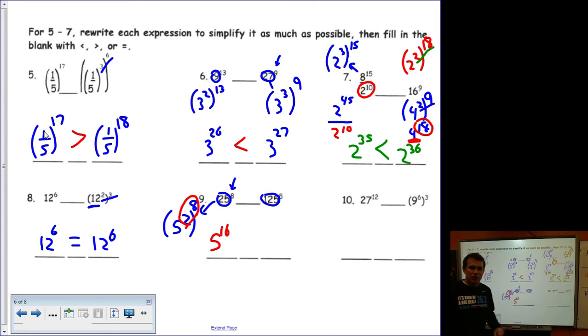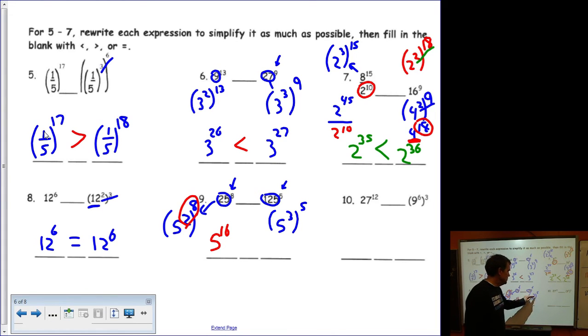125 is a perfect cube, so it can be rewritten as 5 cubed. Of course, the 125 had an exponent on it, so the 5 cubed needs to have the same exponent. And then finally, when you do the power to a power rule, you can multiply those exponents together and get 5 to the 15th. And finally, 5 to the 16th is greater than 5 to the 15th.